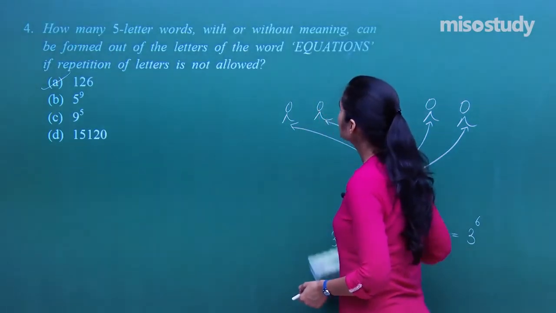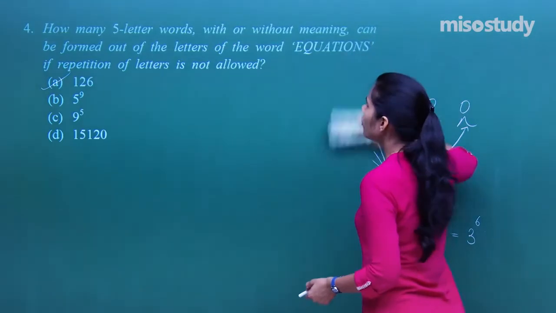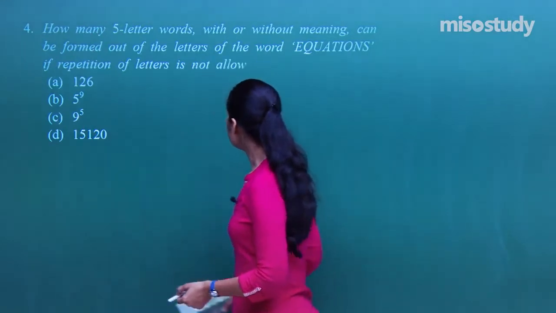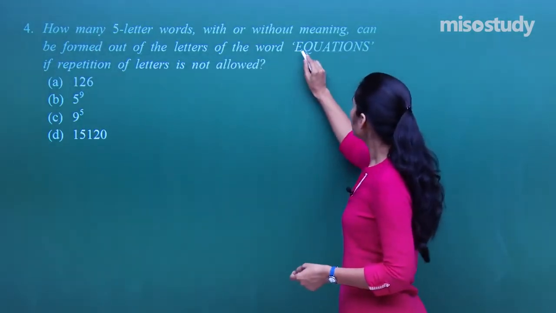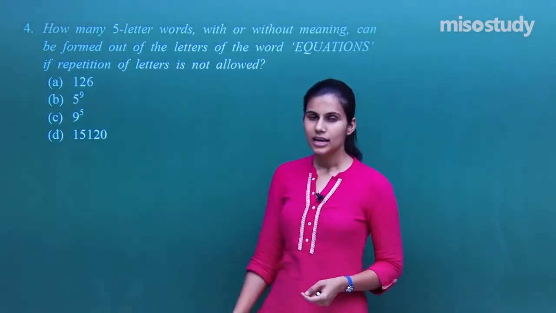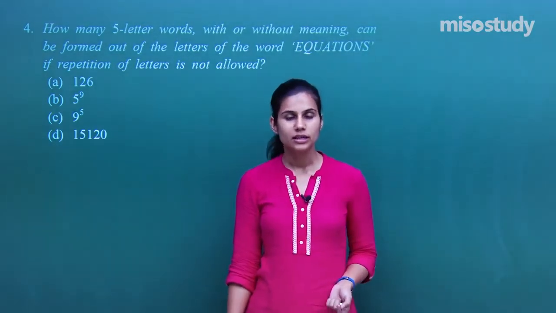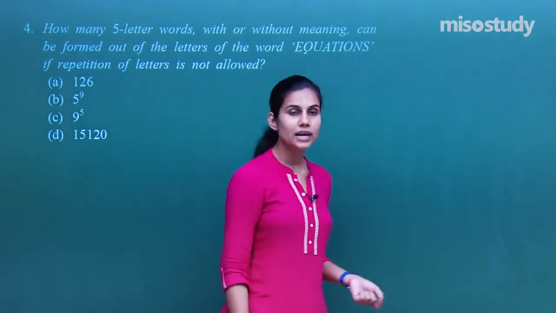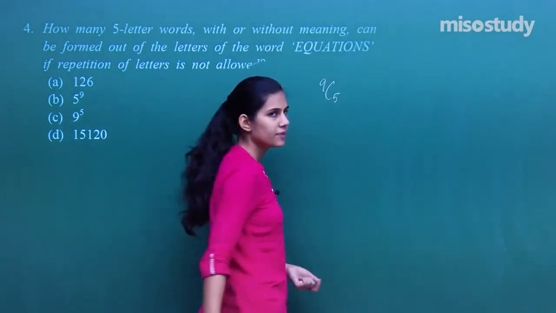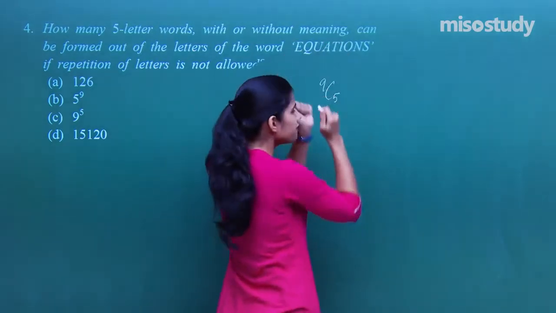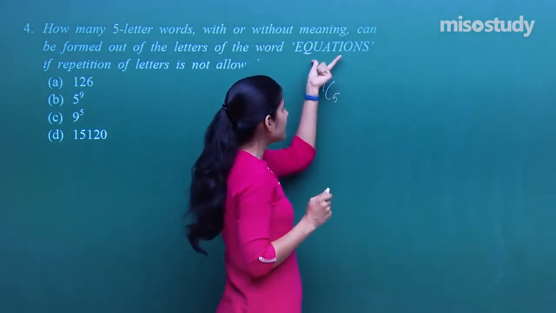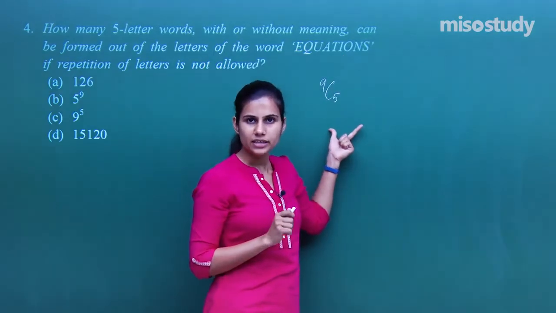How many 5-letter words with or without meaning can be formed out of the letters of the word EQUATIONS if repetition of the letters is not allowed? Now see, EQUATIONS is made up of how many letters? 9 letters. I want to make 5-letter words. 5 letters can be selected out of 9 letters, out of which all are distinct, in 9C5 ways. So the first job is to select any 5 letters from the given 9 letters. That is the first job. So I have selected 5 letters out of the given 9 letters in 9C5 ways, right?